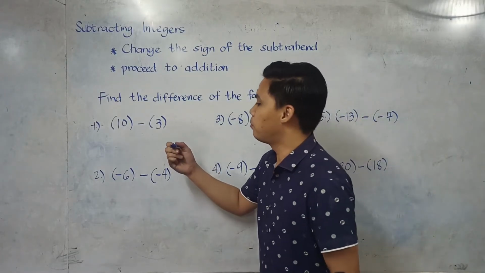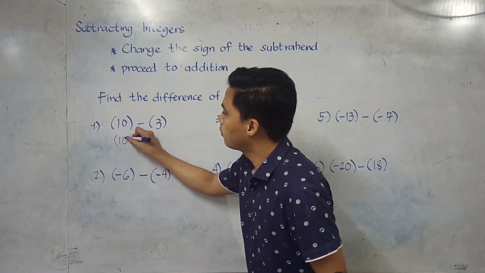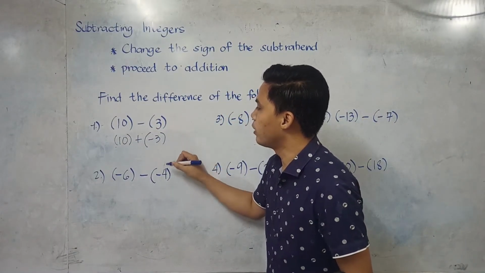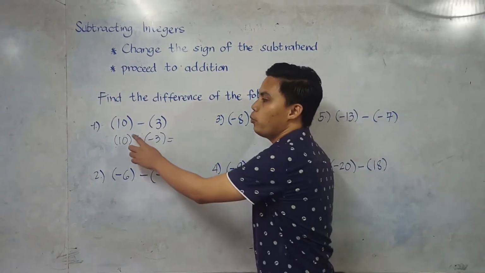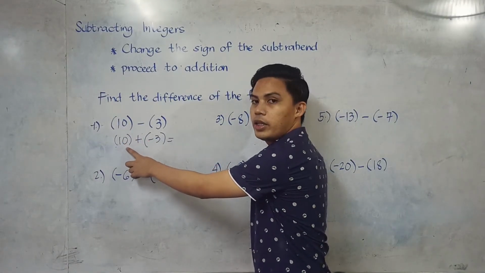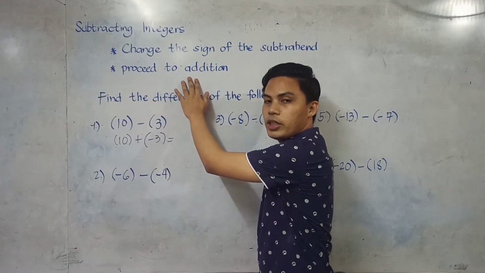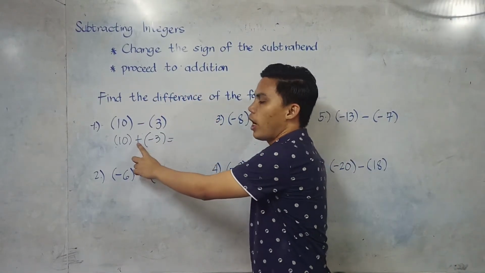So we have 10 plus negative 3. So yung minuend, we just need to copy it or bring down. Tapos, from subtraction, sabi dito that we need to proceed to addition.